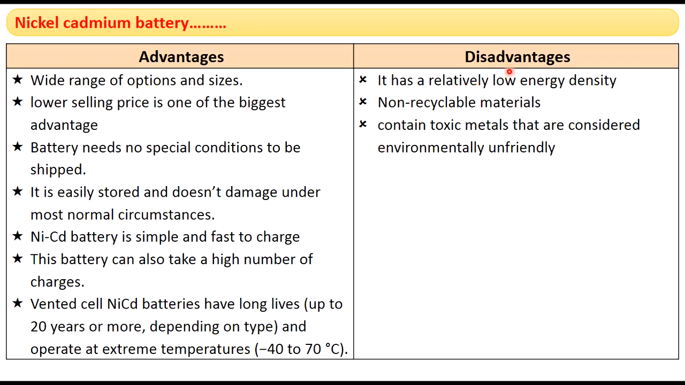Disadvantages of nickel cadmium battery are the energy density of nickel cadmium battery is low compared to other batteries, and we cannot recycle the materials of nickel cadmium battery. Another important disadvantage is nickel cadmium battery contains toxic metals. Disposal of nickel cadmium battery will damage the environment. So this battery is not eco-friendly. These are the disadvantages of a nickel cadmium battery.